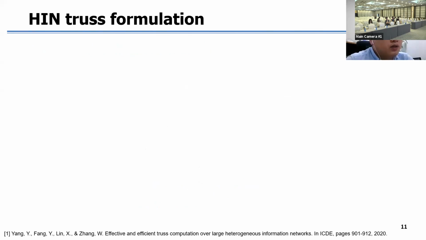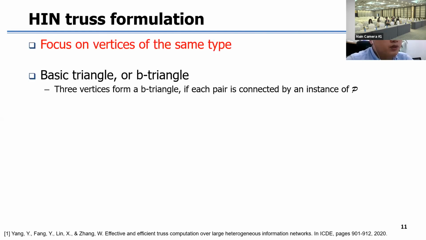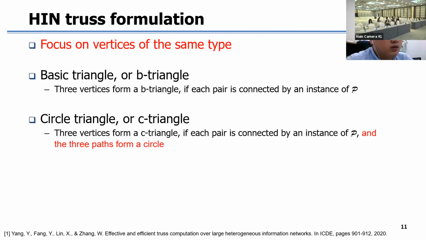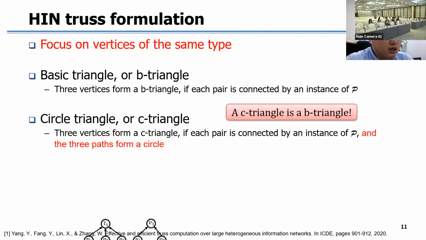Now let me introduce the second group of models. This group consists of two models that are focused on vertices of the same type. Before introducing their definitions, let me introduce the definition of the basic triangle and the circle triangle, which are also called B-triangle and C-triangle. We say that three vertices form a B-triangle if each pair of them is connected by an instance of a metapath P. We say three vertices form a C-triangle if each pair of them is connected by an instance of P, and the three metapath instances form a circle. You can see that a C-triangle is actually a B-triangle, right?